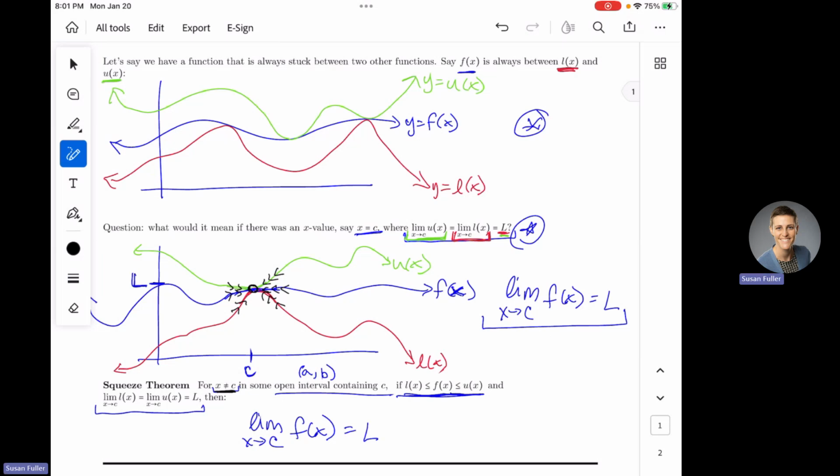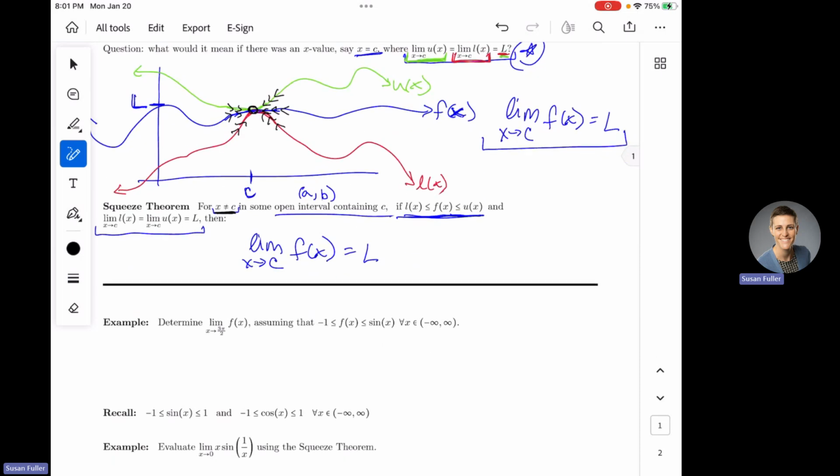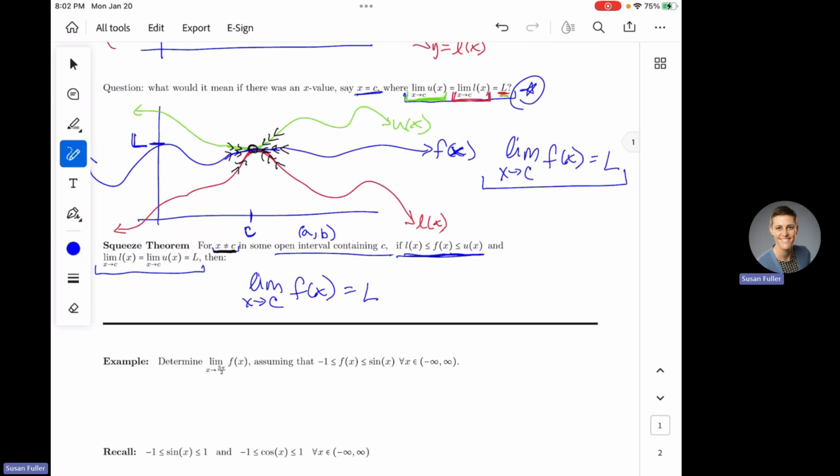Okay, so that's what the squeeze theorem says. Now, how do we use it? The hard thing about the squeeze theorem is that in real life, the stars have to align in order to use it. Finding a function that's always bigger than a function f of x and finding a function that's always lower than f of x, that's hard enough.